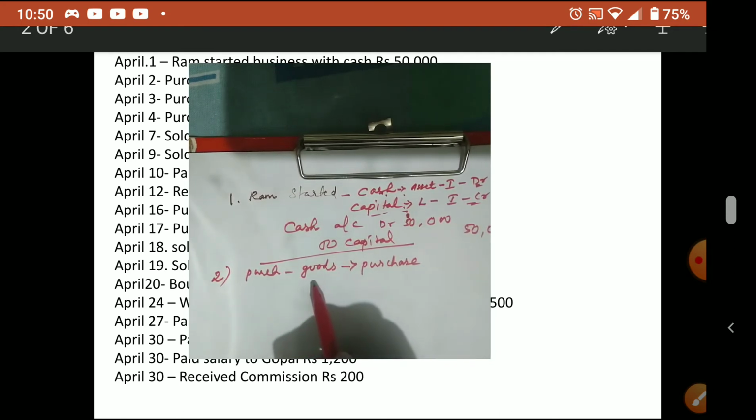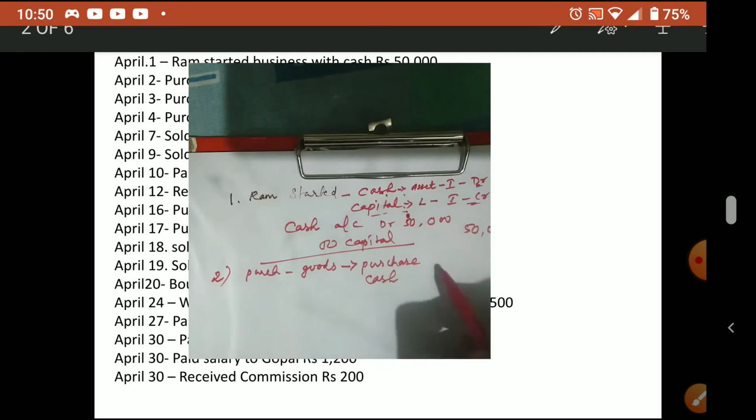And goods for what? Cash. So for cash, one aspect will be cash. So you see, purchase is what? Our expense. Expense increase means debit. So that rule you thoroughly understand. Learn it by heart, then only you will be able to write this.